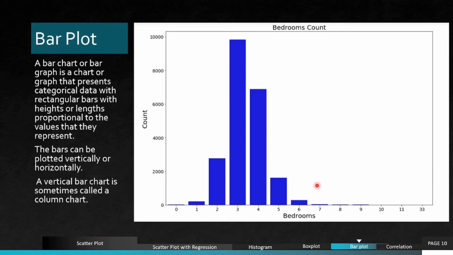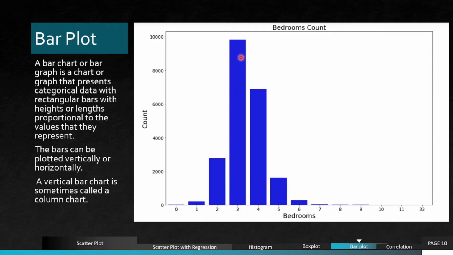The bar plot is perhaps one of the most important plots, and what it does is that it plots the categorical data, and the length of the plot is proportional to the values that they represent. For example, here we have the number of bedrooms in the house, and then we have which houses would have these type of bedrooms. So we see what is the most common type of houses.